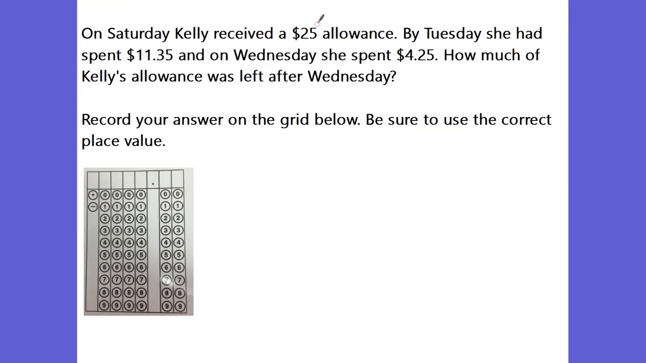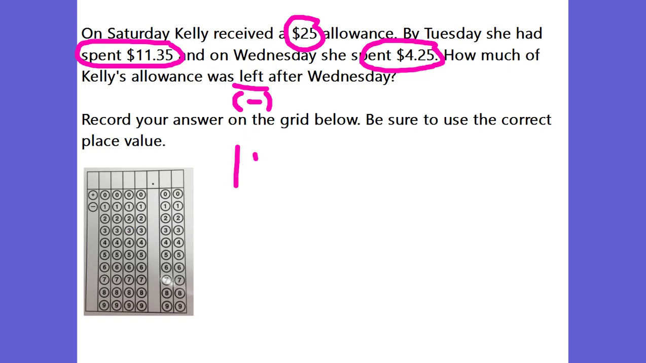So again, the keyword was left. That's going to help me know that just like with the other problems, we need to subtract here. Okay, she received $25 for her allowance. She spent $11.35, and she also spent $4.25. So just like our first example, I can do this problem many ways, but I'm going to choose to do the way that I did with the first example. So first I'm going to be adding what she spent together. So she spent $11.35 and $4.25.